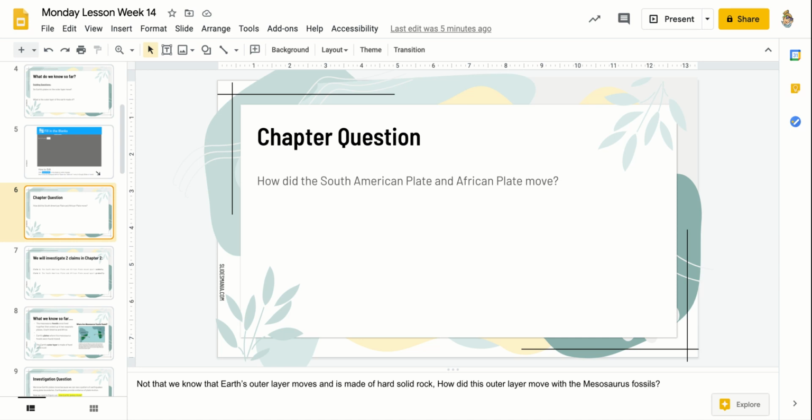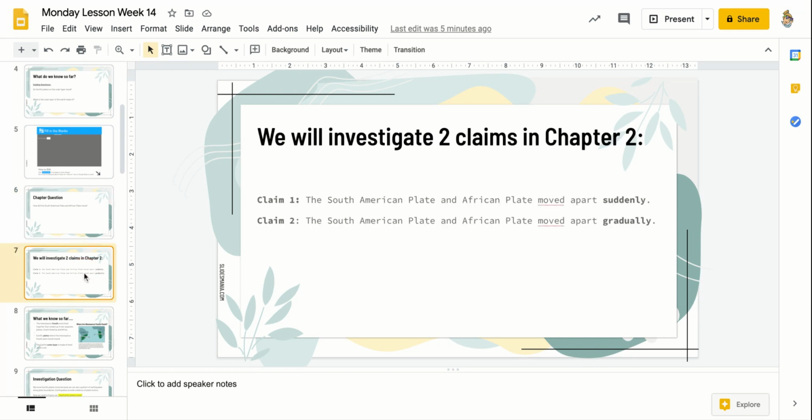All right, everyone. So, what we know so far is that Earth's outer plates move, and we know that the Earth is made of hard, solid rock, as we've learned from our lessons the last few classes. So, now our big chapter question for chapter 2 is we're going to be looking at how did the South American plate and this African plate move? We know that our Mesosaurus fossils are on each of these plates, so we now have to figure out how they ended up so far apart.